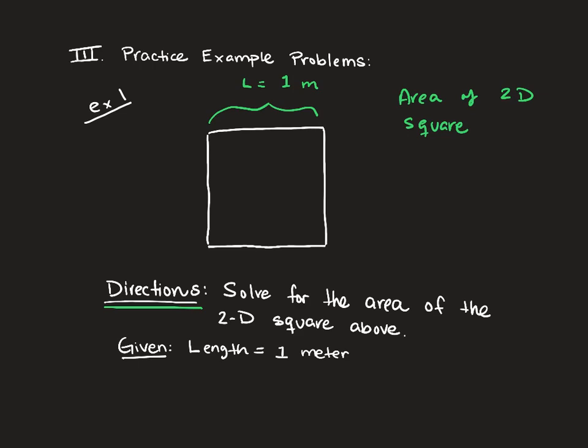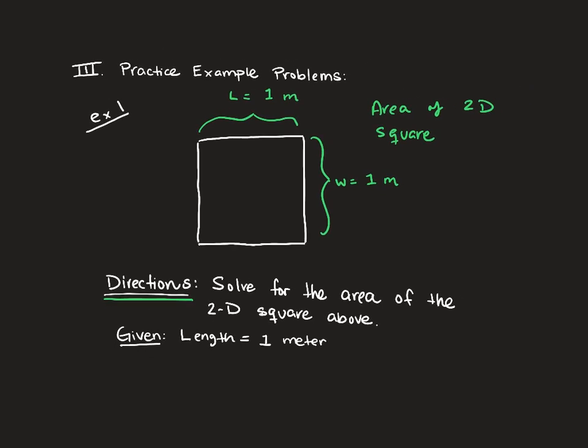Okay. So if you know that the length is equal to 1 meter, you know that the width is equal to 1 meter. No, it's a 2D square. Yeah. Joel, let me finish talking about it first.